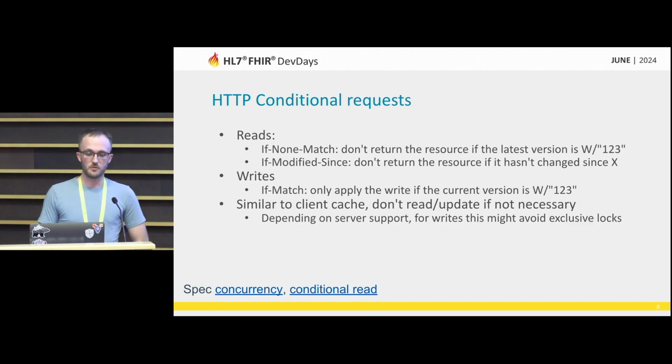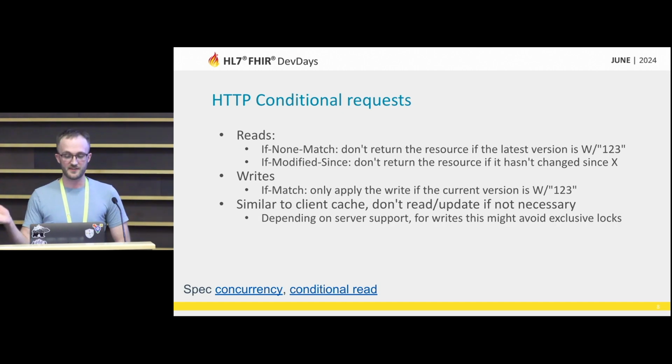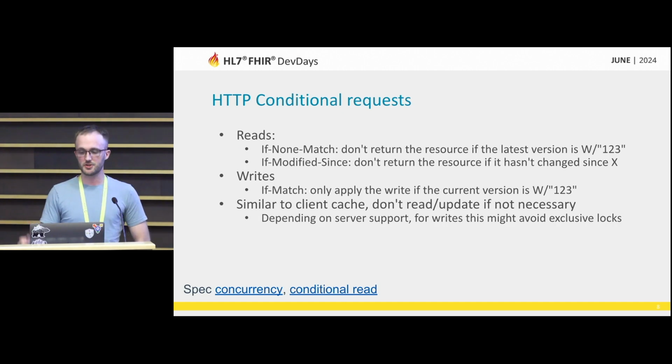So there's other ways to manage concurrency that don't require just locking everything, writing everything all the time, and actually can make those situations better. So when you're doing a read, you can say, don't return this resource if it hasn't changed. And so this lets you update your cache. You can say periodically update your cache and say, okay, give me back the organization if it's no longer version 1. You're probably going to get back a not modified response, which means you don't have to update your cache. And then there's an equivalent header for doing it based on the time. So if you want to update your cache every 5 minutes, you can do that with this read header.